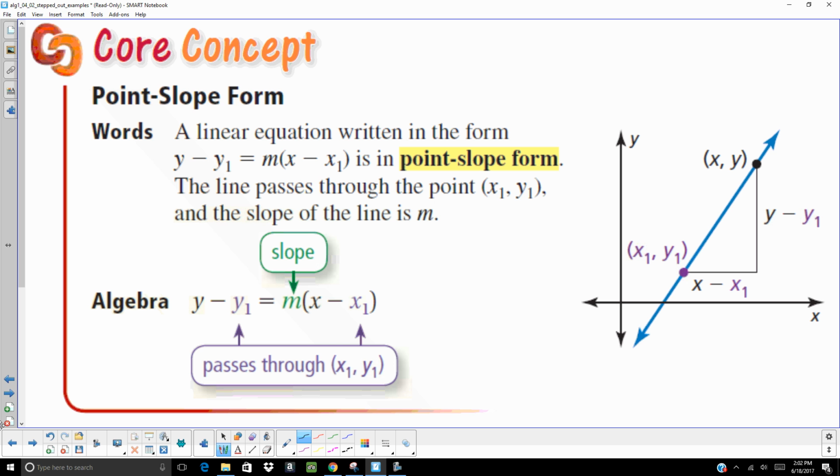And if you look at this closely, you're going to notice it's a variation of the slope formula. If you divided both sides by x minus x sub 1, it's going to equal m, and that is the definition of a slope. So again, this is the point-slope form. So if you didn't get it all, hit pause. I'm going to go on.